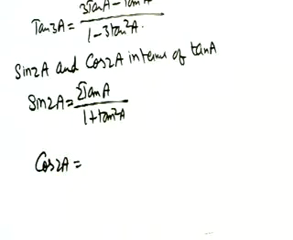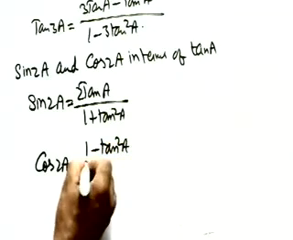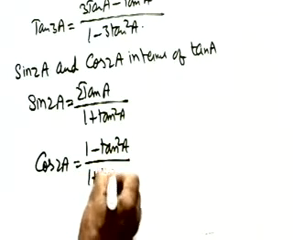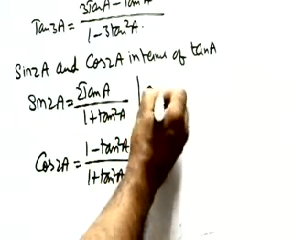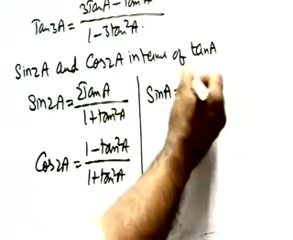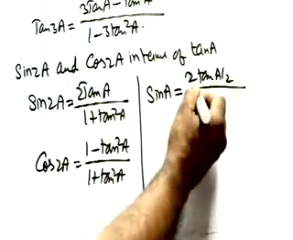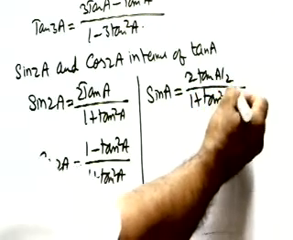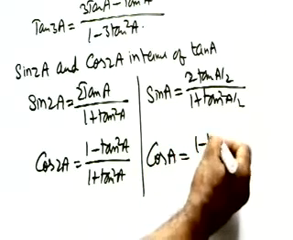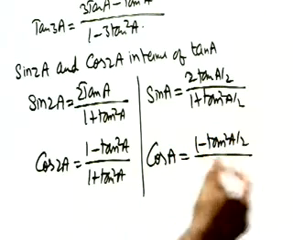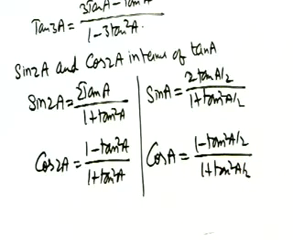In the same way, we sometimes have to change cos in terms of tan. Then we write cos 2A as 1 minus tan square A divided by 1 plus tan square A. Suppose we want to write sin A, then we can write 2 tan A by 2 divided by 1 plus tan square A by 2. In the same way, cos A will be 1 minus tan square A by 2 by 1 plus tan square A by 2.